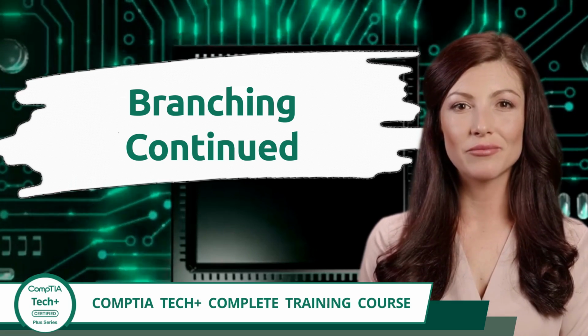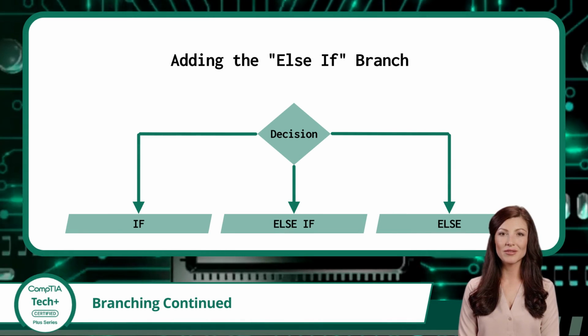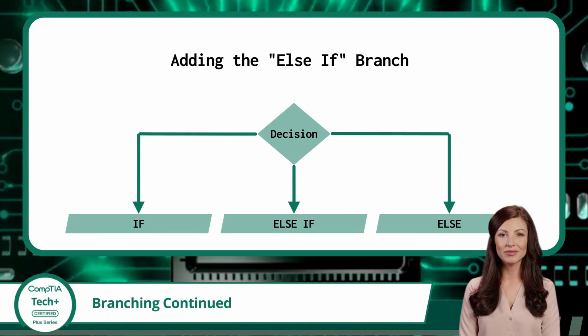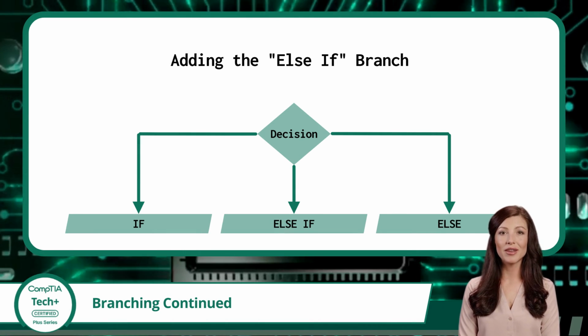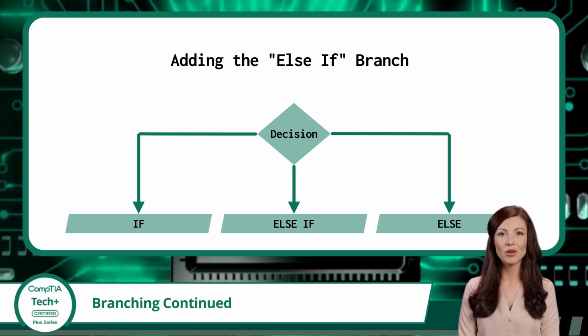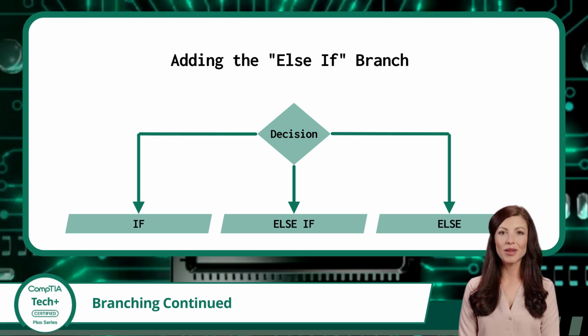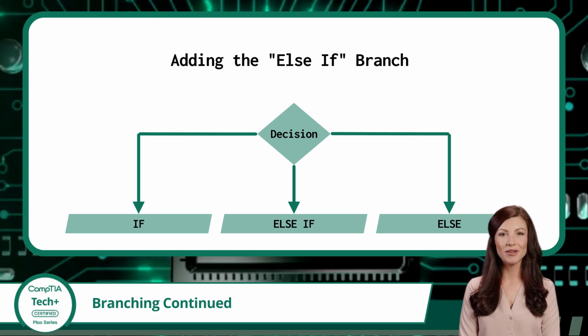Branching continued. In the previous video segment on branching, we covered if-else statements. This was a perfect coding technique to use when presented with a choice that has only two possible outcomes. But what if we have three or more possible outcomes? Time to bring in the else-if branch.